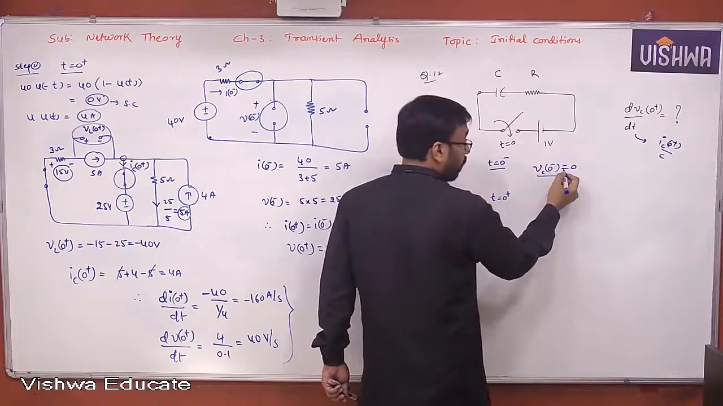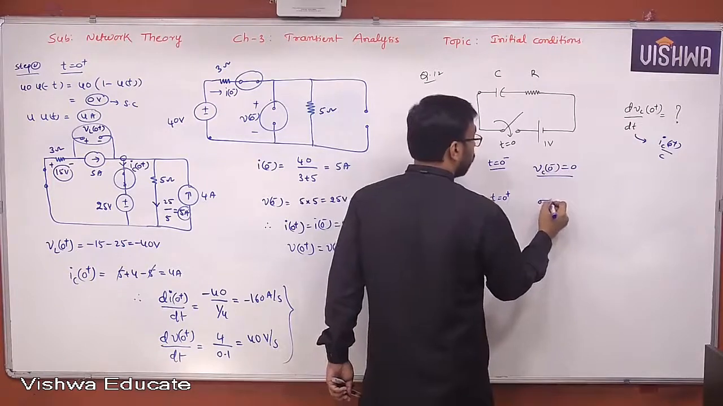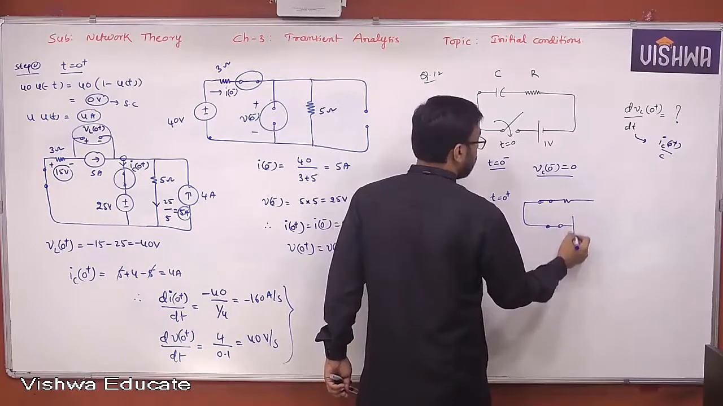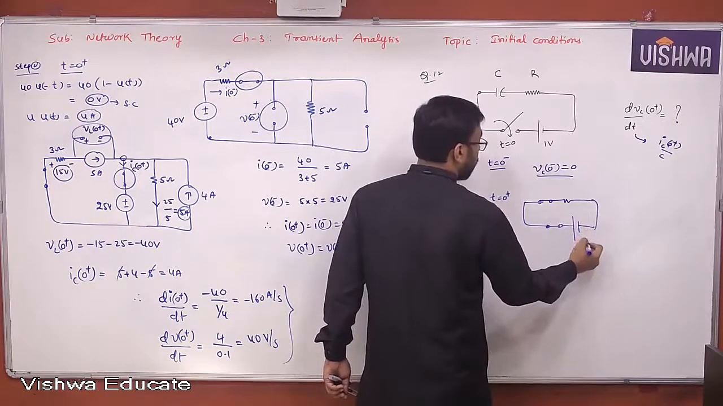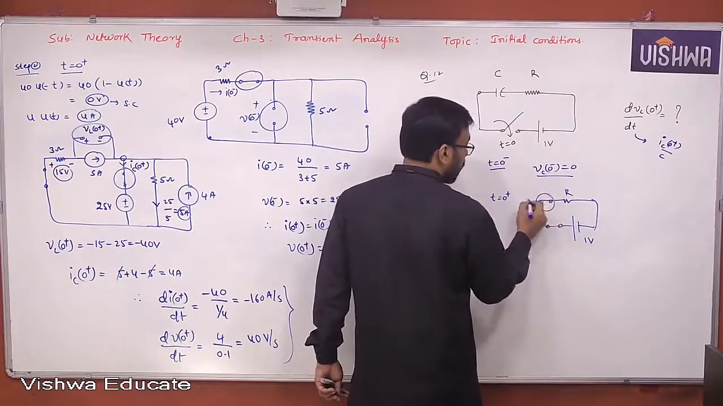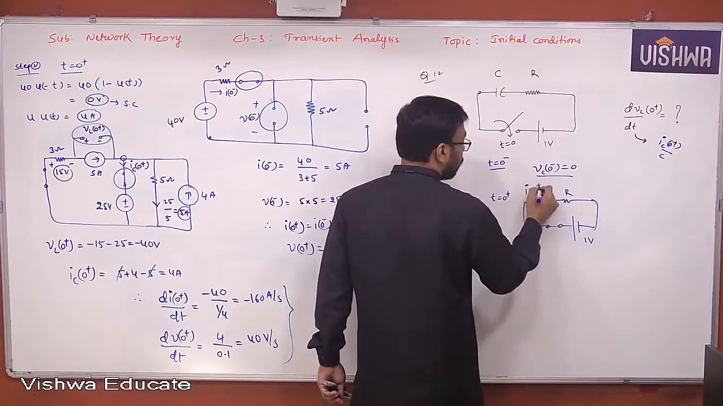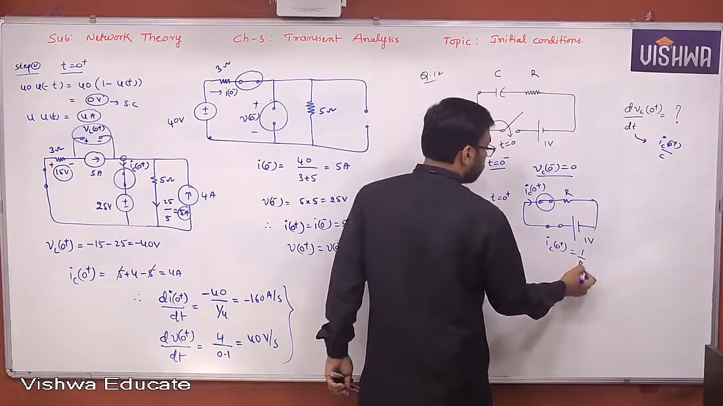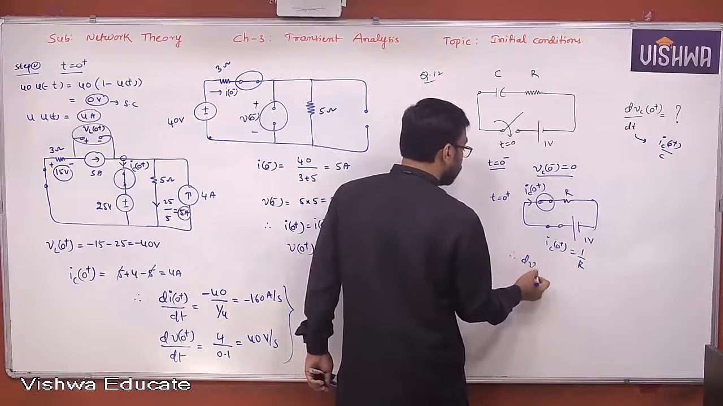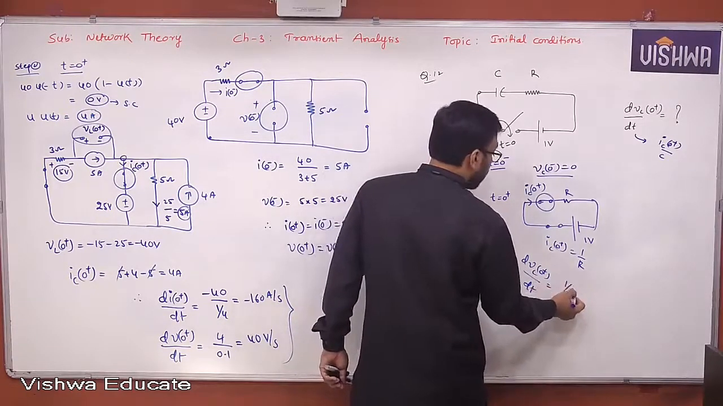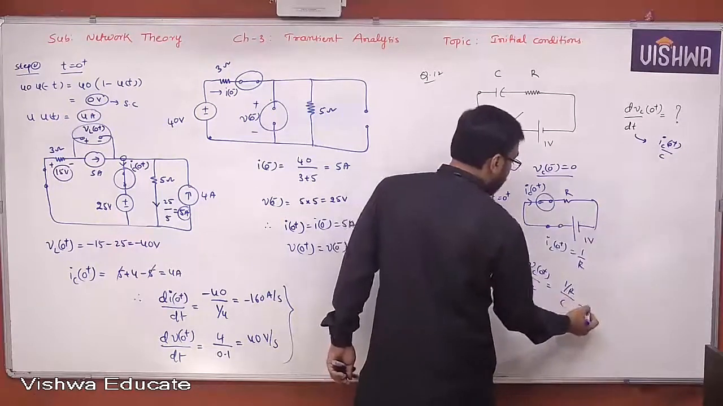The voltage across the capacitor at t equal to 0 minus is 0, which is nothing but a short circuit. So short circuit, resistor, and then you close the switch and apply the source, 1 volt, and this is R. Now, what is the current flowing through the capacitor? IC of 0 plus is 1 by R. Now, what is dVc of 0 plus by dt? Simply 1 by R by C. 1 by RC is the answer.